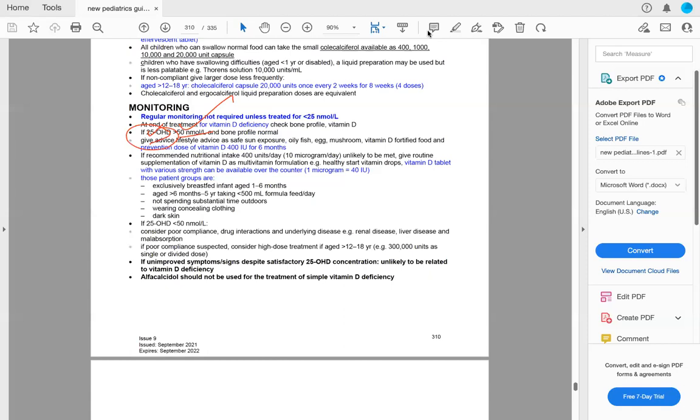You have to check vitamin D level and give advice: lifestyle modification, sun exposure, oily fish, egg, mushroom, and prevention dose. Very important. Prevention dose for how many months? 6 months. So treatment dose for 2 months, prevention dose for 6 months. Then if recommended for nutritional rickets, we will give those. An exclusively breastfed infant, no need.